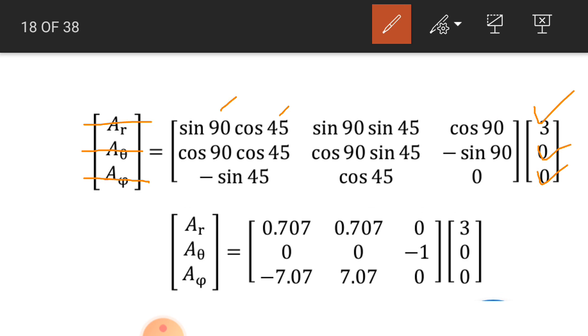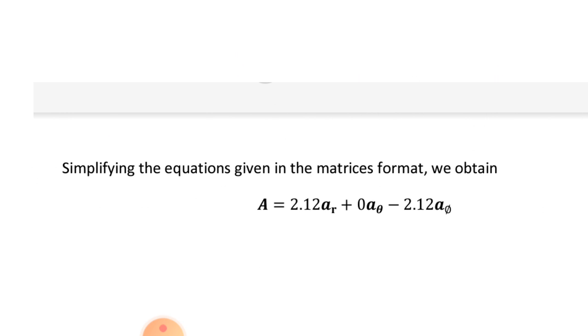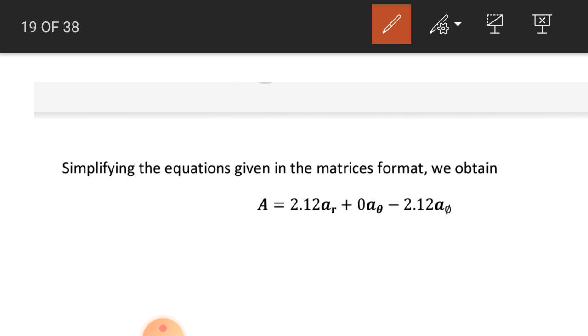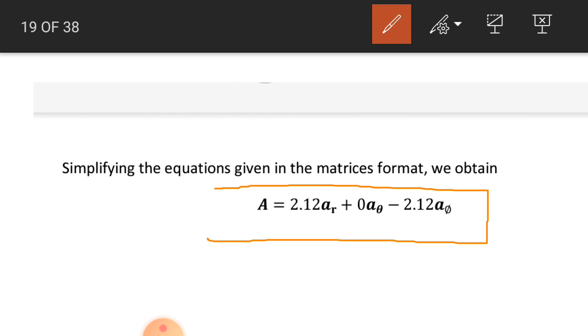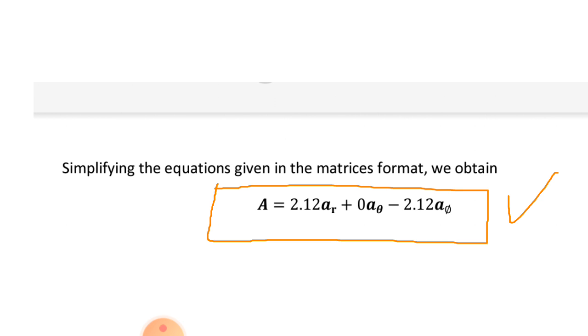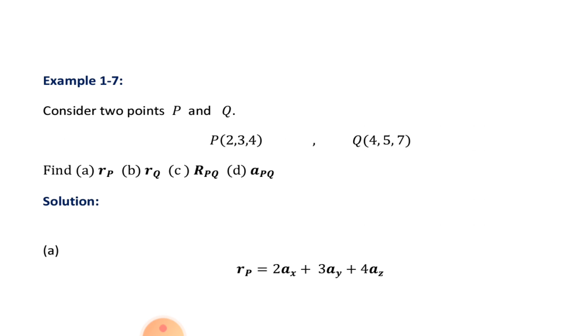We simplify these equations. The simplification of this equation will give you this vector in the spherical coordinate system. So we obtain a two-dimensional vector in the spherical coordinate system. This vector is 2.12 AR plus 0 A theta minus 2.12 A phi. So we have transformed this vector from the rectangular coordinate system into the spherical coordinate system.